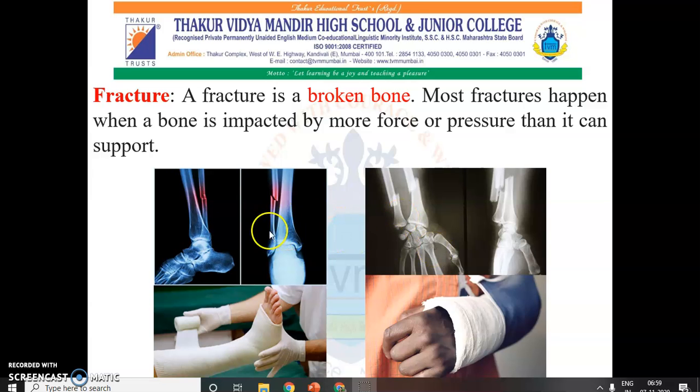Picture shows the X-ray of leg and hand respectively. Doctor uses this X-ray to find out which bone is broken and from where it is broken. Over here you can see, right? The red part indicates that the bone has broken over here, right? Here also you can see the bone has been broken from here. So doctor uses this X-ray and he provides the treatment accordingly.